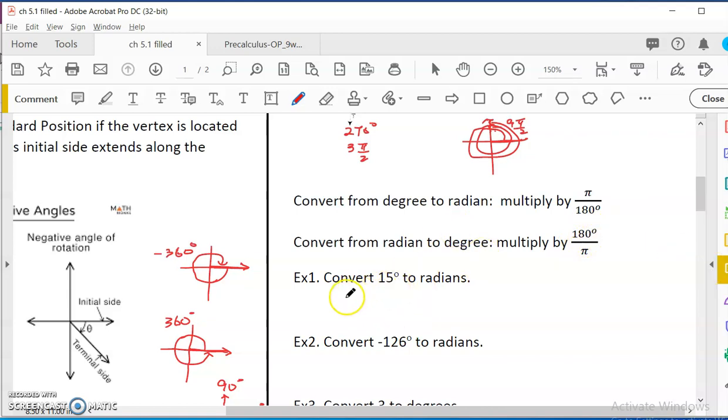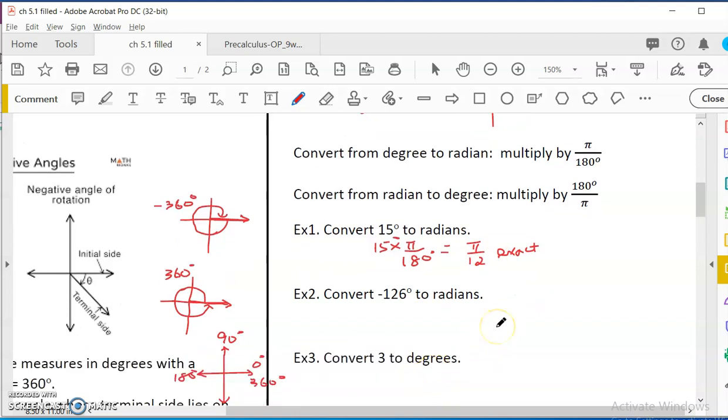For example, 15 degrees to radians. I am going to change it into radians, so I multiply by pi over 180 degrees. So you have to say degrees. Okay, if you don't see degrees, it is radians. So that would equal pi over 12. So this is an exact value, right? Exactly pi over 12 radians. Don't write any degrees.